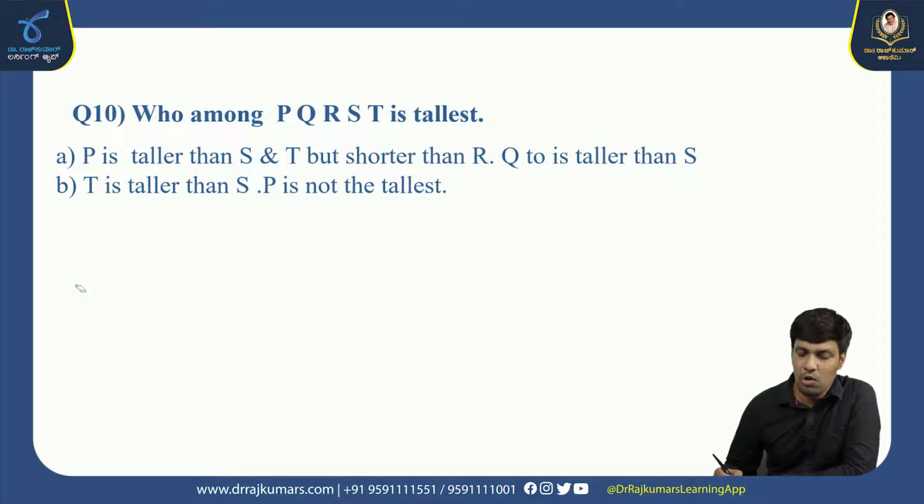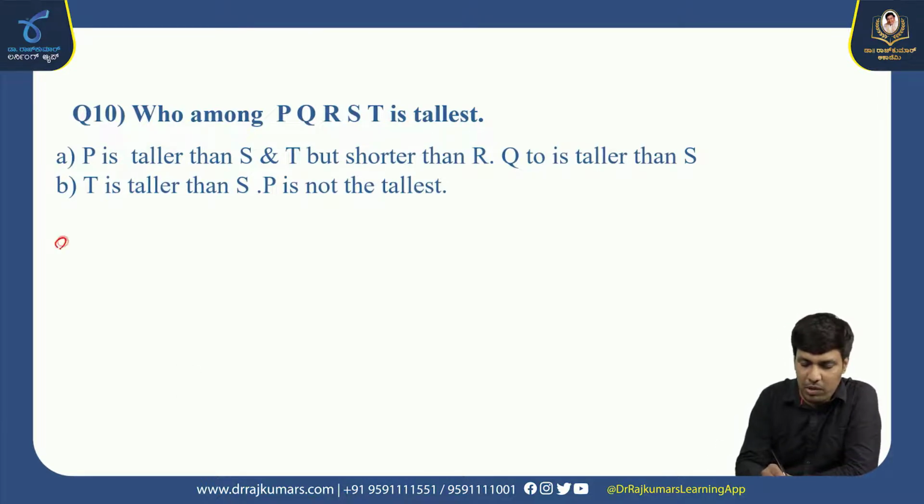Question number 10. Who among P, Q, R, S, T is tallest? Statement 1. P is taller than S and T but shorter than R. Then Q is taller than S. Statement 2. T is taller than S. P is not the tallest person.